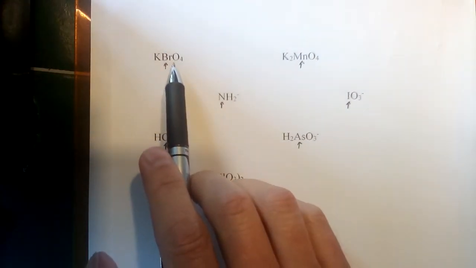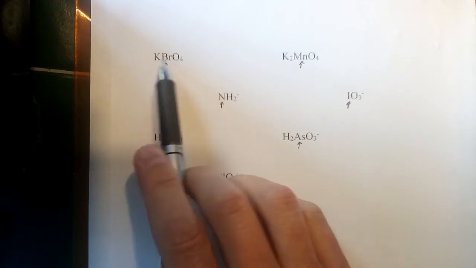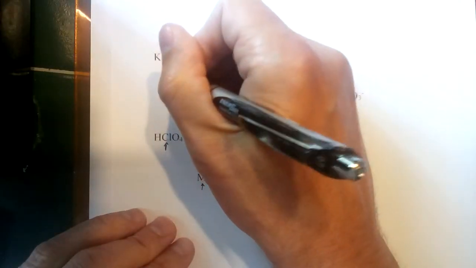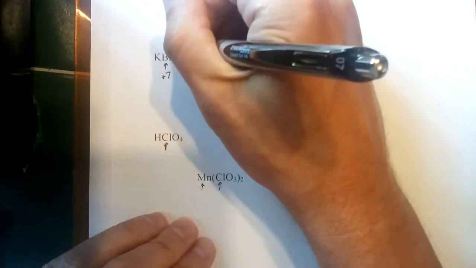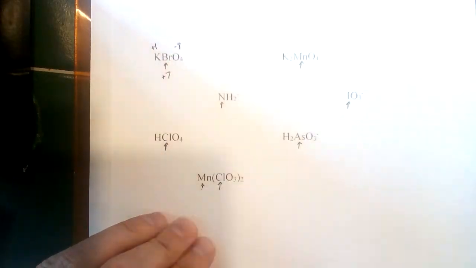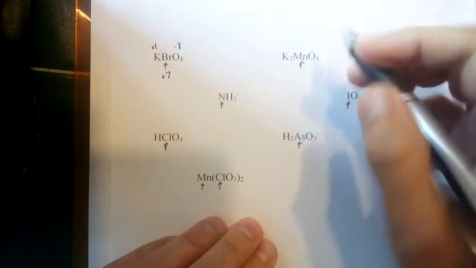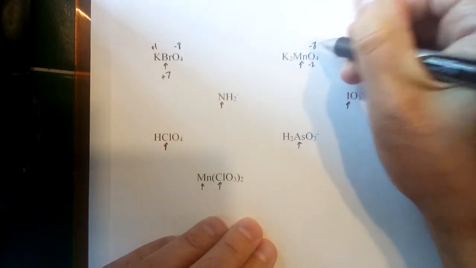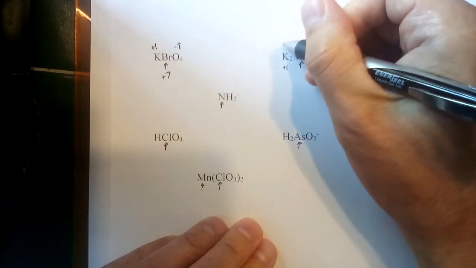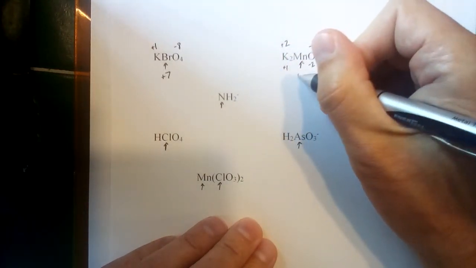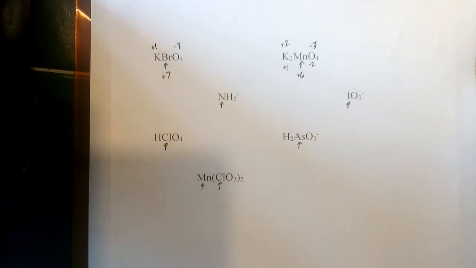Okay, oxygen's -2, there's 4, that's -8. Potassium is +1, so that means bromine here has to be +7. Right, so let me write that in. Get the algebraic sum there. The bromine would have to be +7. So bromine's oxidation number here, or oxidation state, is +7. 4 oxygens, each is -2, that'd be -8. Each potassium is +1, there's 2 of them, that's +2. So that means the manganese here would have to be +6 in terms of its oxidation state.